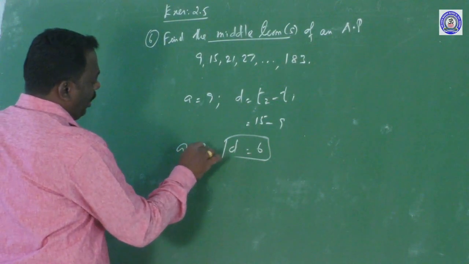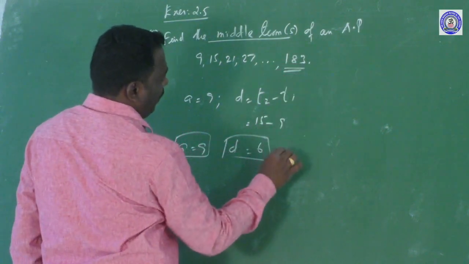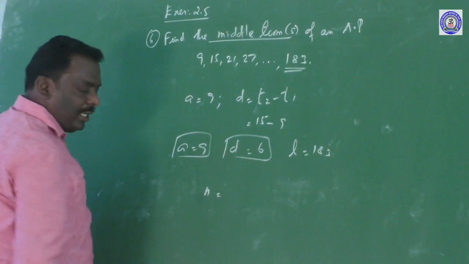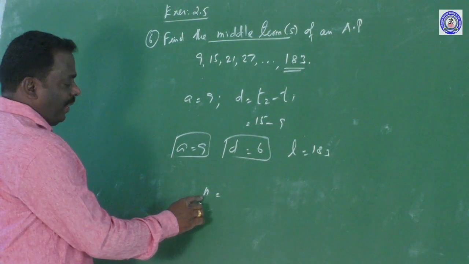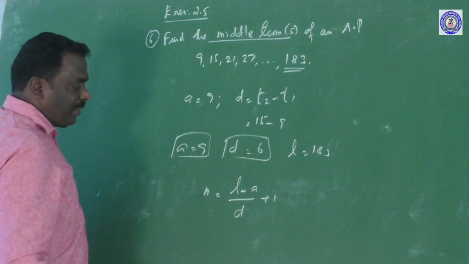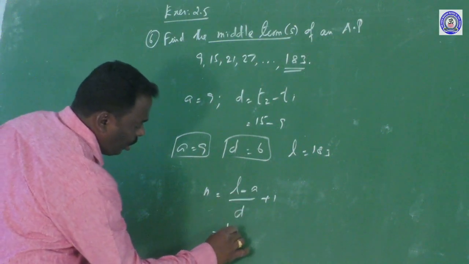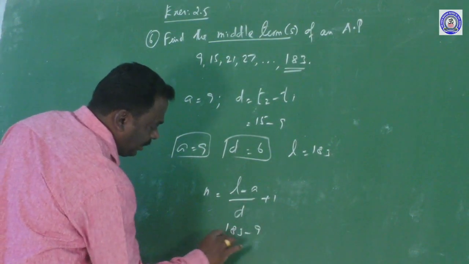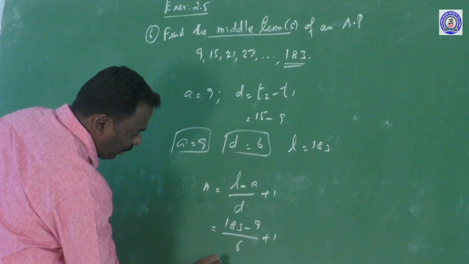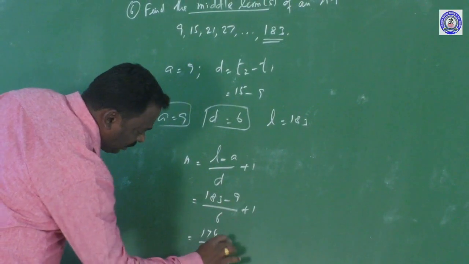Now a is equal to 9 and the common difference d is equal to 6. The last term, defined by l, is equal to 183. Now we apply the number of terms, defined by n. The number of terms of the AP is n equal to (l minus a) by d plus 1. Therefore l equals 183, a equals 9, and common difference d equals 6, plus 1. Substituting the values, it is 174 by 6 plus 1.